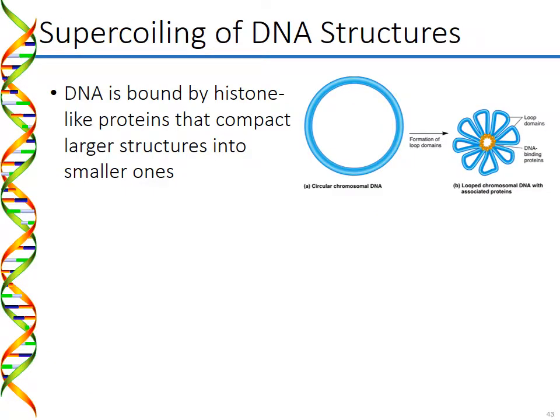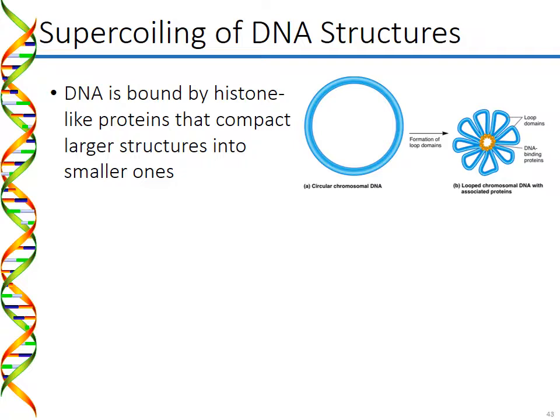If you recall, I mentioned that the E. coli genome is approximately 1.2 millimeters in length. That's actually really huge when we're talking about the size scale of an individual bacterial cell. So how exactly does all that DNA fit into a tiny microscopic cell? Part of that has to do with the supercoiling of DNA structures.